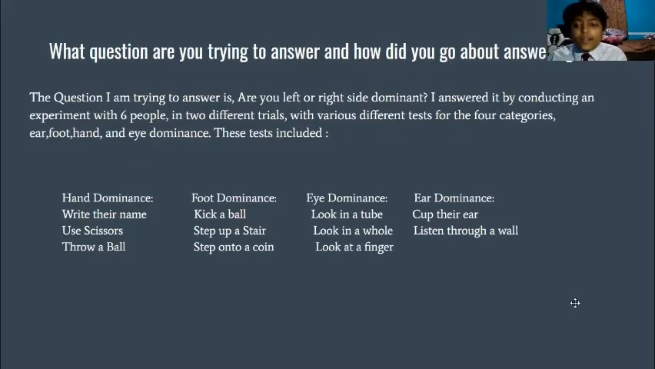What question are you trying to answer, and how did you go about answering it? The question I'm trying to answer is, are you left or right side dominant? I answered it by conducting an experiment with 6 different people in 2 different trials, with various tests for the 4 categories: ear, foot, hand, and eye dominance. These tests included hand dominance: write their name, use scissors, throw a ball; foot dominance: kick a ball, step up the stairs, step onto a coin; eye dominance: look in a tube, look in a hole, look at a finger; ear dominance: cup their ear and listen through a wall.